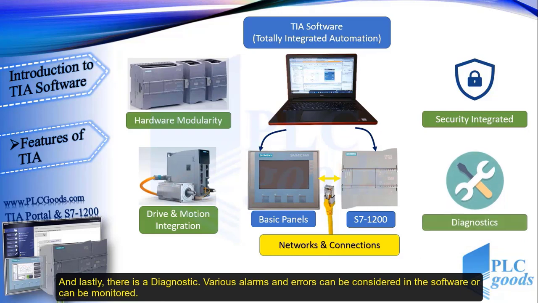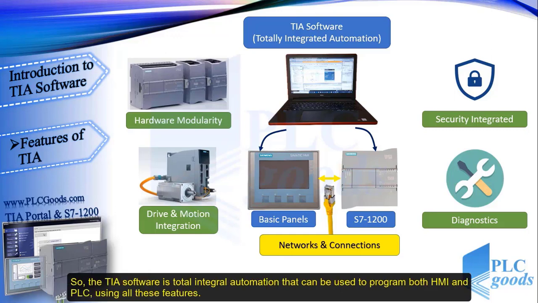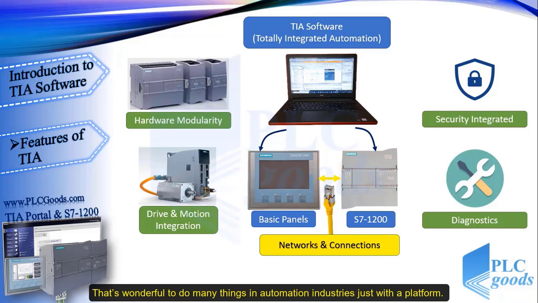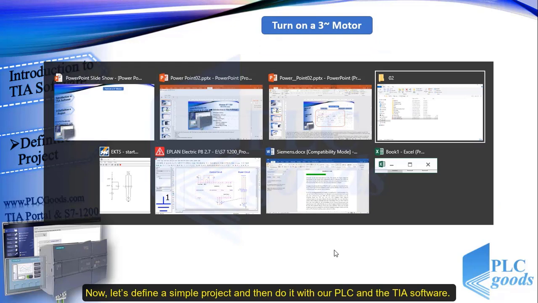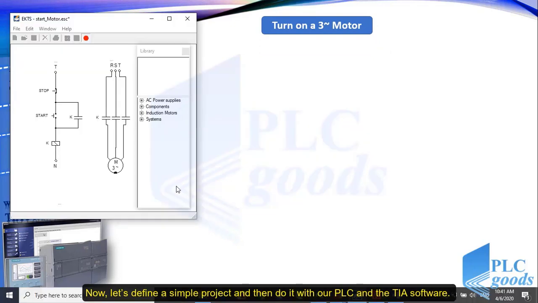And lastly, there is diagnostics. Various alarms and errors can be considered in the software or can be monitored. So, the TIA software is Totally Integrated Automation that can be used to program both HMI and PLC using all these features. That's wonderful, to do many things in automation industries with just one platform. Now let's define a simple project and then do it with our PLC and the TIA software.